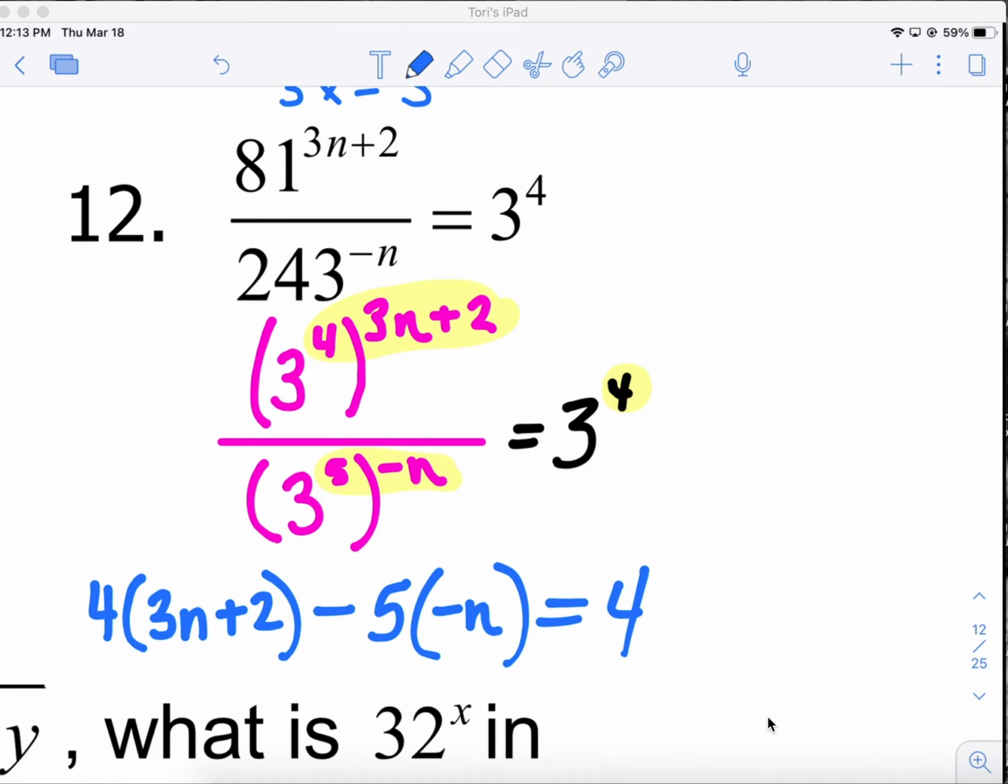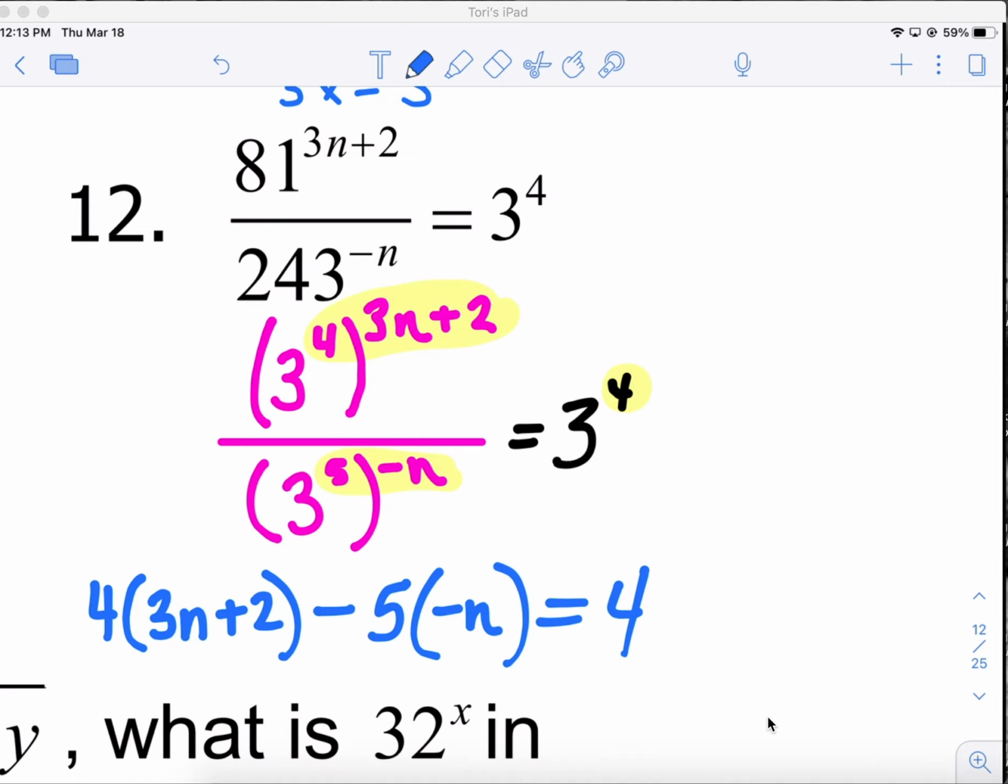I looked at 3. I saw that he was basically already done. 3 is as simple as you can go. So 3 to the 4th didn't change. But when I looked at the 81 and 243, I realized that both of them could be written as 3 to a power. So I put 81 in parentheses and I changed it to 3 to the 4th. I put 243 in parentheses, made it 3 to the 5th. And then I wrote their exponents that they already had on the outside.